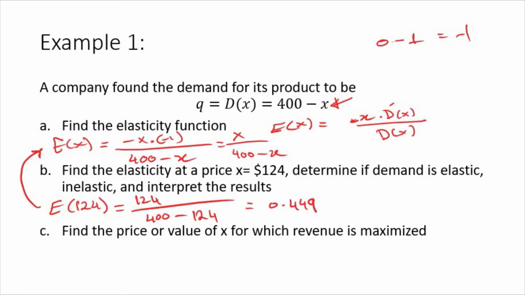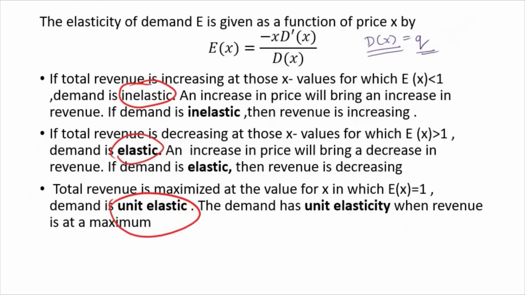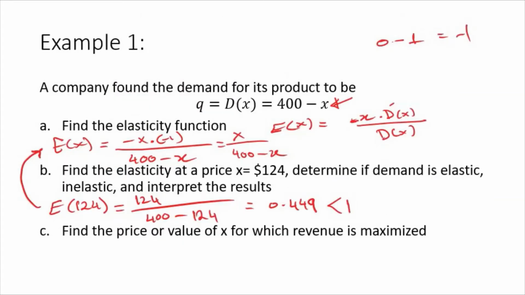In this case, you notice that this value is less than 1. If we go to the previous slide, it says that if E of X is less than 1, then the demand is inelastic. In that case, an increase in price will bring an increase in revenue. So that is how you're going to interpret that. So if you increase the price, the revenue is going to increase as well.